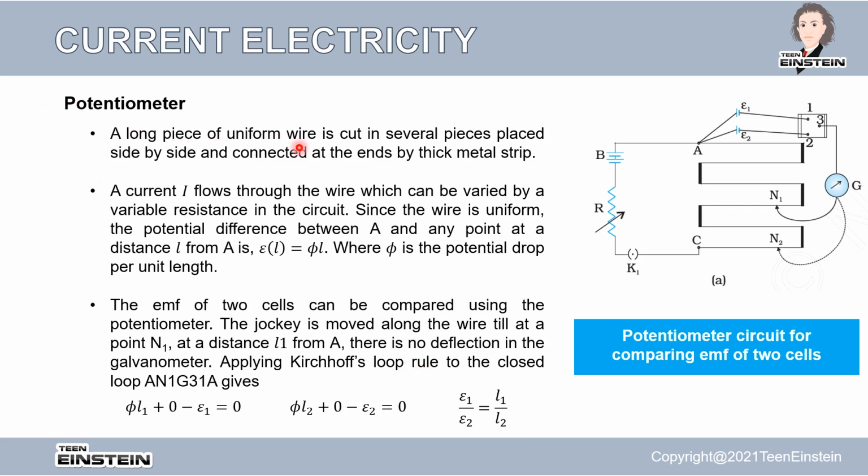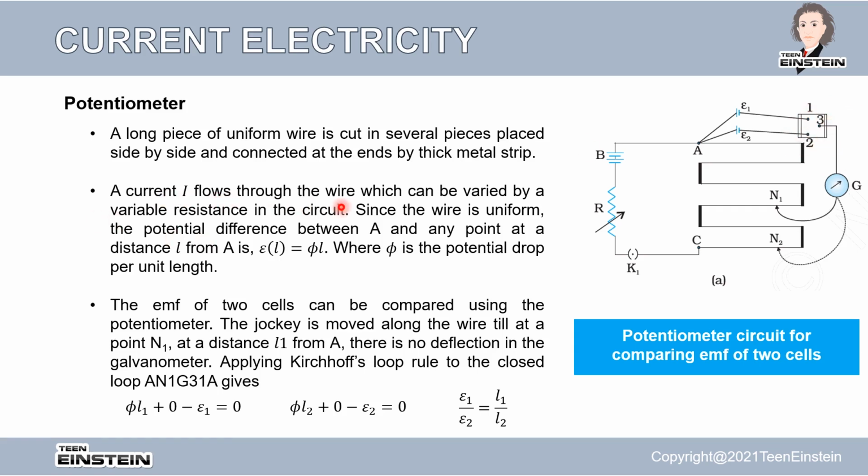A long piece of uniform wire is cut in several pieces, placed side by side and connected at the ends by thick metal strip. So these are the thick metal strips. So this is the wire, A to C is the wire. We have cut that wire in several pieces and we have made a circuit like this with a battery with a variable resistance here, and this is just a key. So from A we have two connections. So there is a switch here. So switch means we can connect 1 to 3 or we can connect 2 to 3. So we can do both of these things.